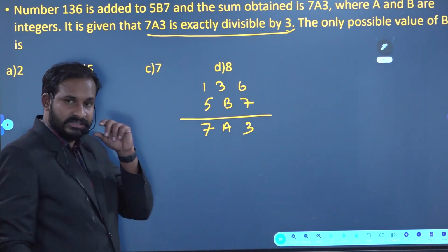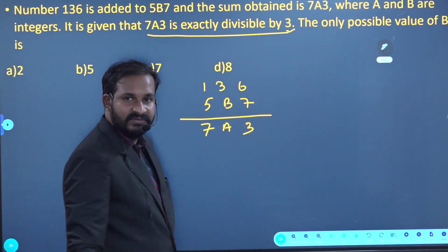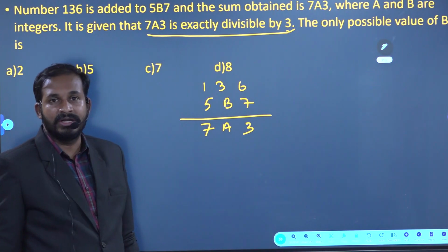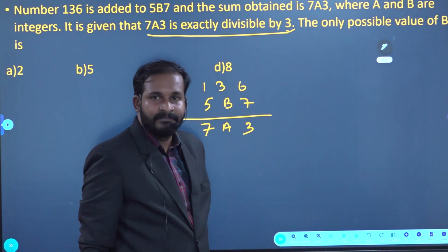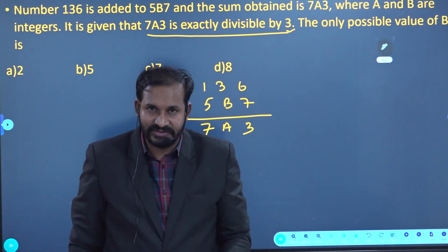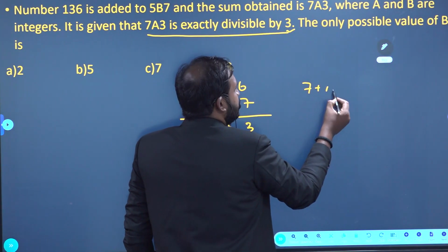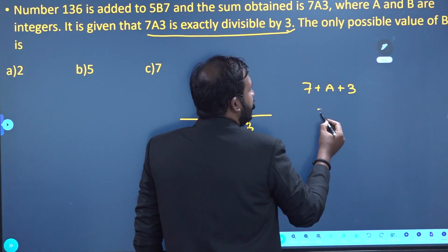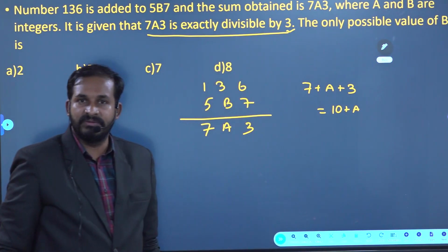Now please observe here, students. What we have here is that 7a3 is divisible by 3, according to the question. So what is the divisibility rule of 3? If the sum of the digits is divisible by 3, then the number is divisible by 3. That means 7 plus a plus 3. When I add all these, what will I get here? 10 plus a. This number should be divisible by 3.